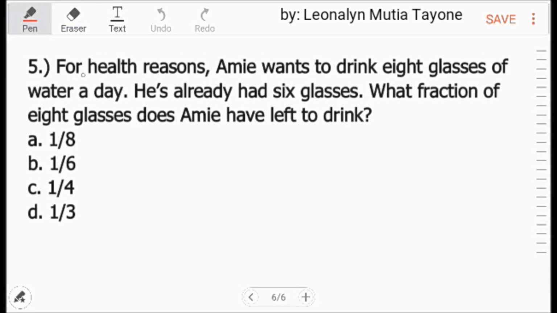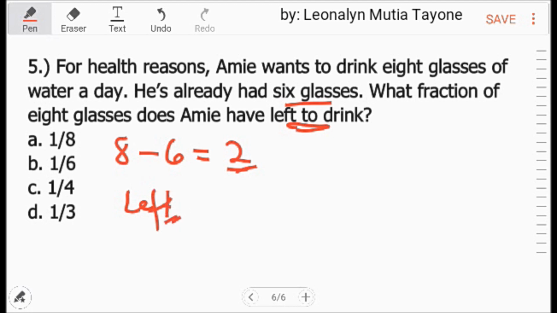Number 5. For health reasons, Ami wants to drink 8 glasses of water a day. He's already had 6 glasses. What fraction of 8 glasses does Ami have left to drink? 8 minus 6 equals 2. 2 na lang ang iinumin niya. So yung left, ito yung iinumin pa lang niya. Tapos yung total, yung iinumin pa lang niya ay 2.